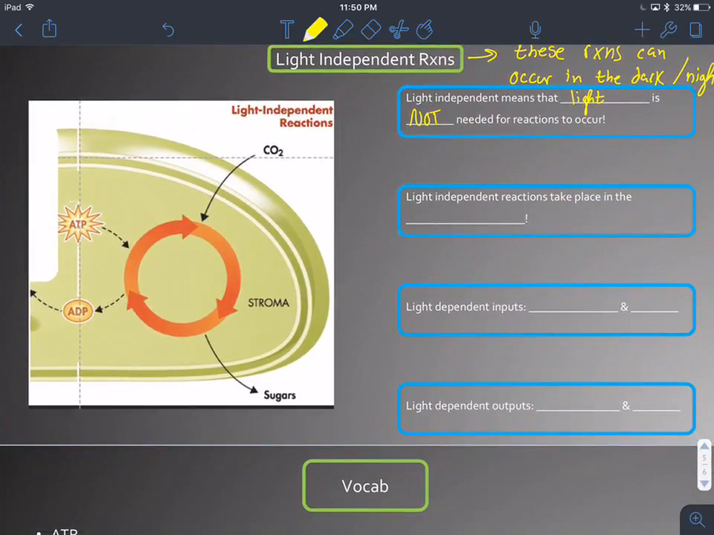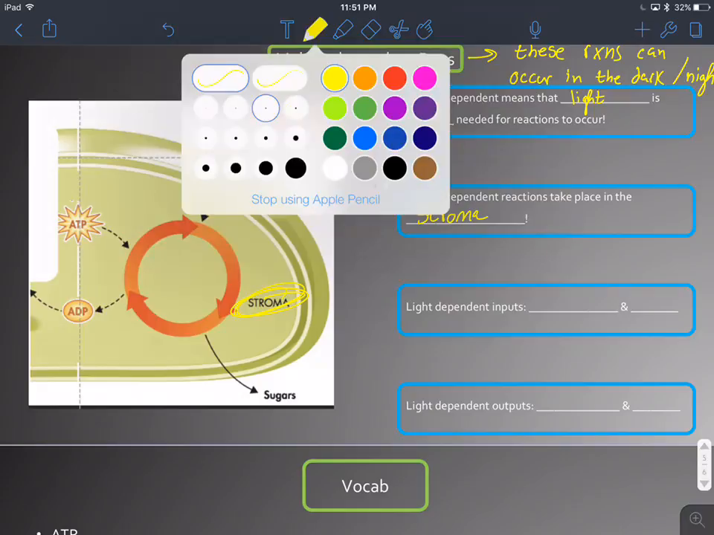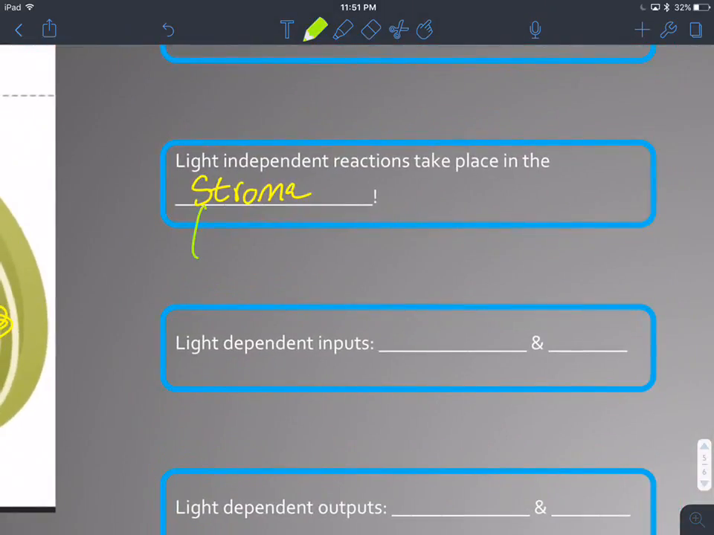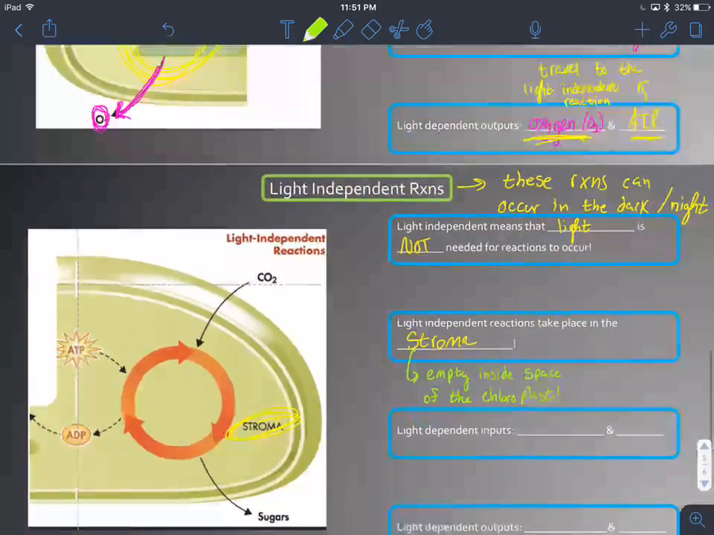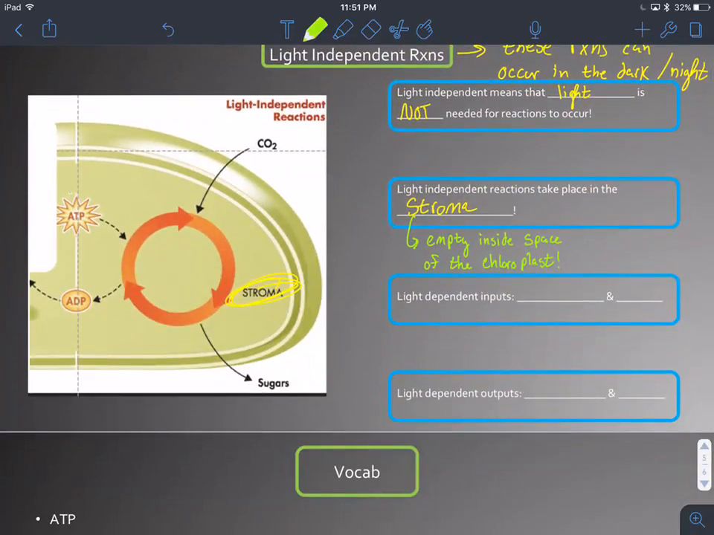And what we'll notice here is that these light independent reactions, they actually take place in the stroma. And I want you guys to think of the stroma as the empty inside space of the chloroplast. So we have the light-dependent reactions occurring in the thylakoid, but we have the light-independent reactions just occurring in the empty space of the chloroplast.